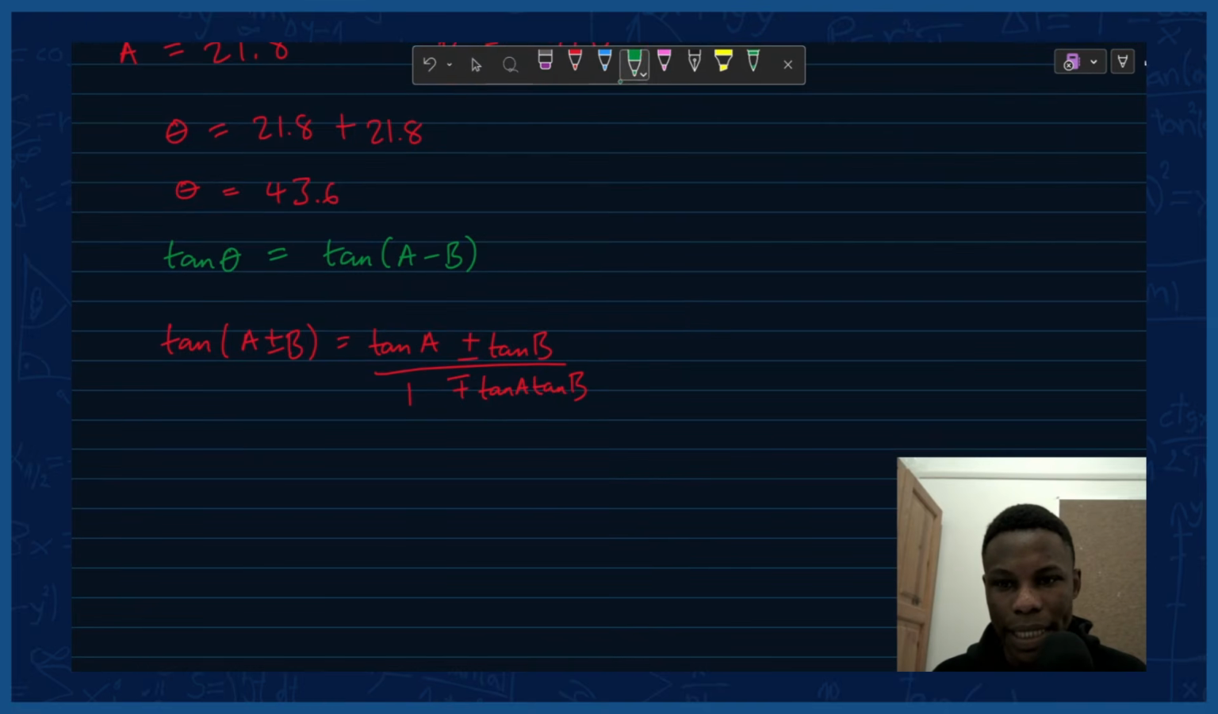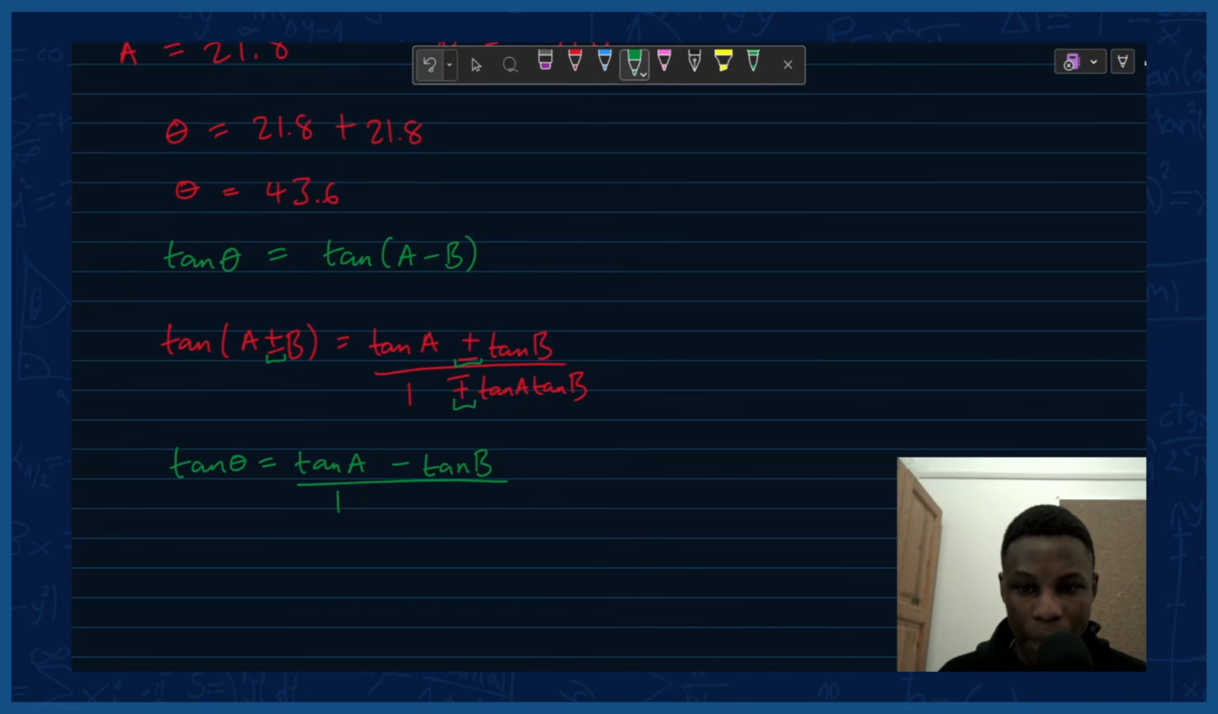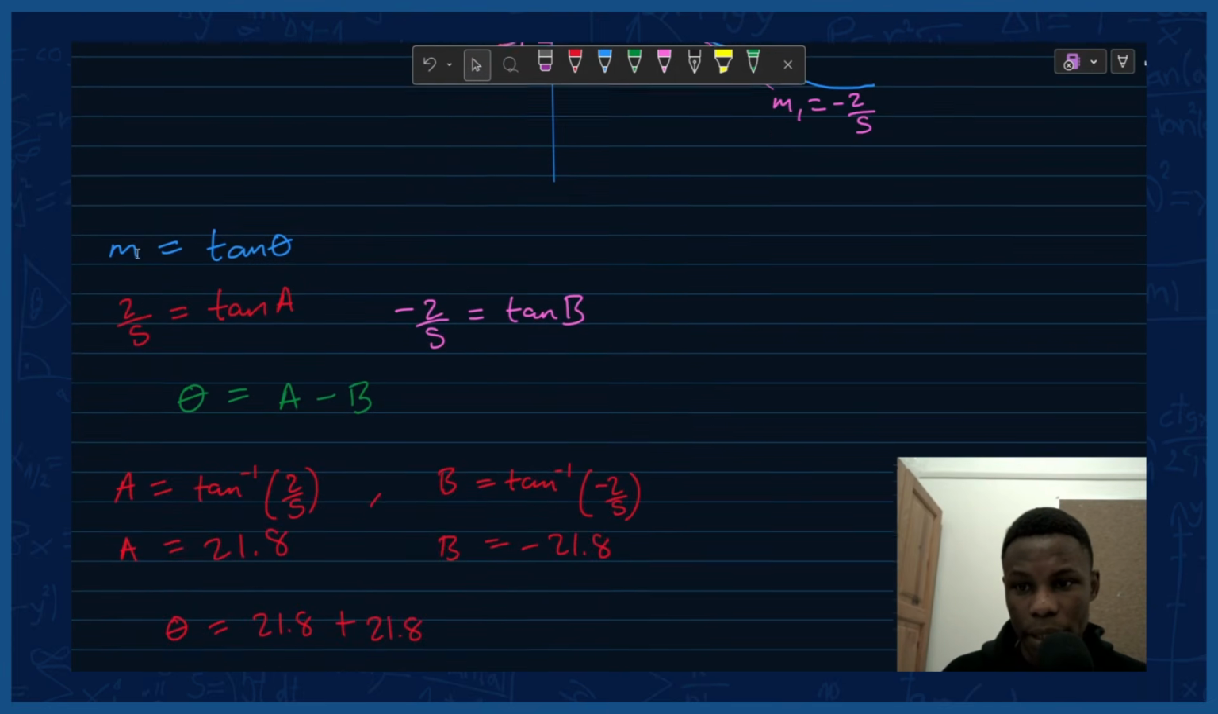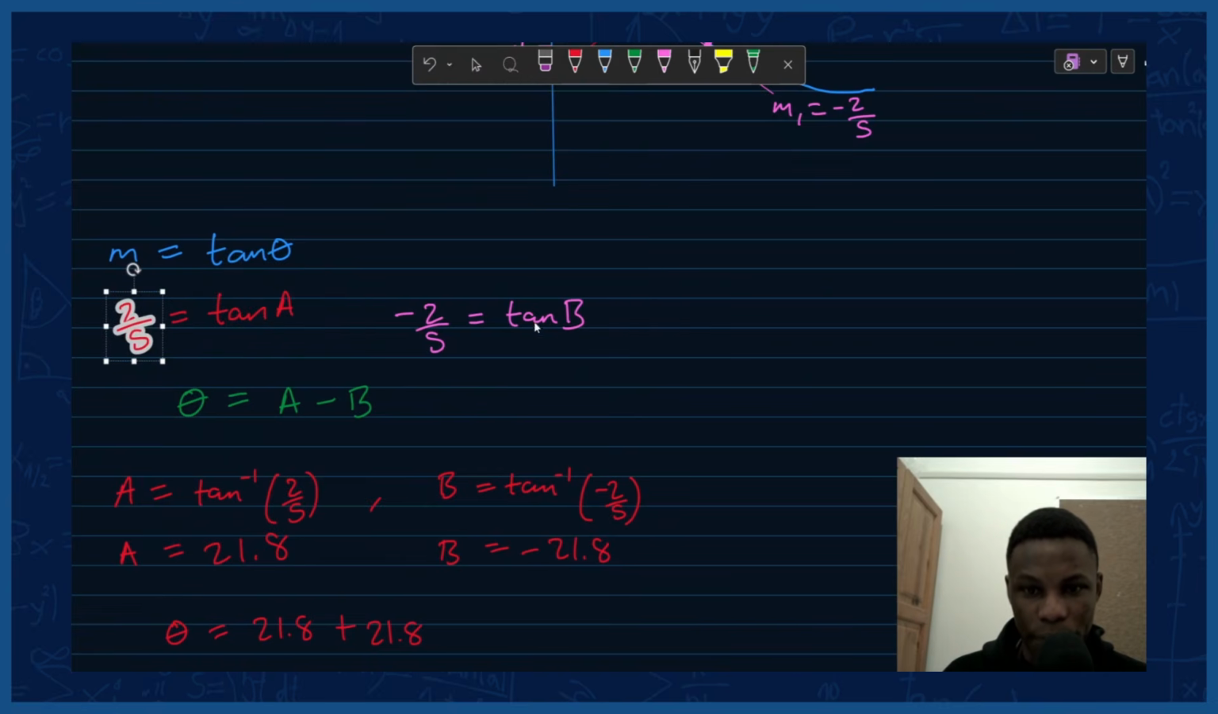Okay, and so we can simplify this using this formula here. So we can say that our tan theta is equal to tan of A minus B, which becomes tan A minus tan B. Since we're taking tan of A minus B, I have to take the opposite signs on the bottom, so it's divided by 1 plus tan A tan B. But we know the values of tan A and tan B. We know that tan A is 2 over 5, and we know that tan B is negative 2 over 5.